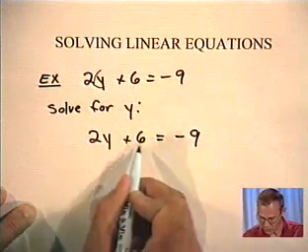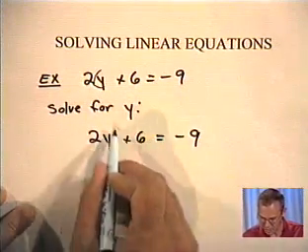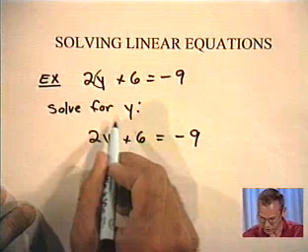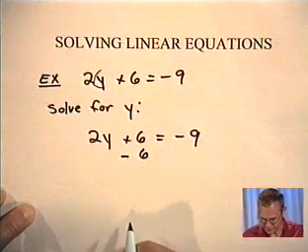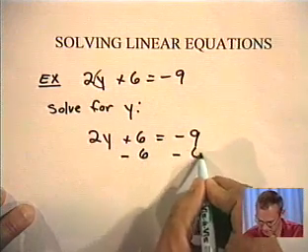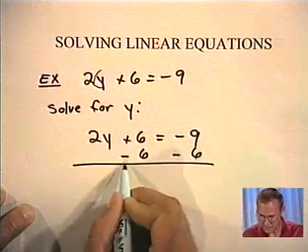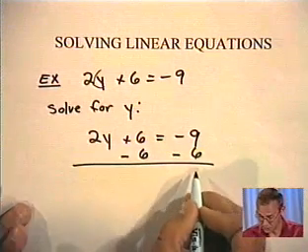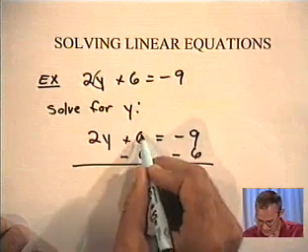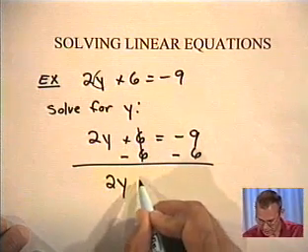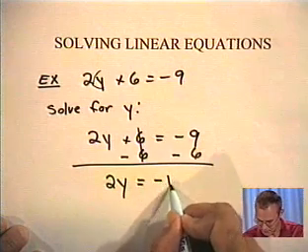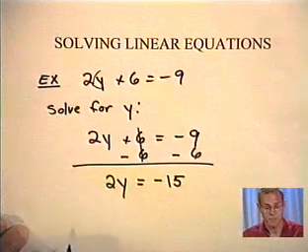Since the y's are already over here on the left, I'll just keep the y's over. Well, to do that, I'll subtract 6 from this side. If I subtract 6 from the left, I've got to also subtract 6 from the right. 6 and a negative 6 is nothing, they cancel. And I'm left with 2y equals negative 15.